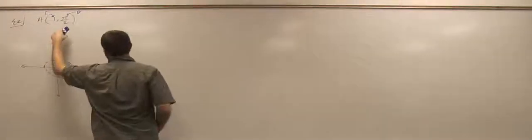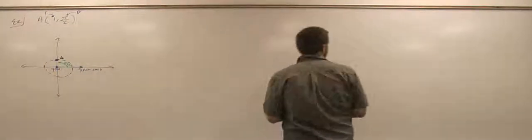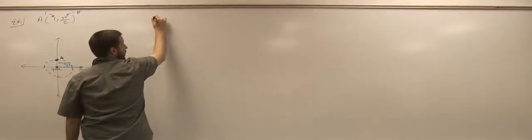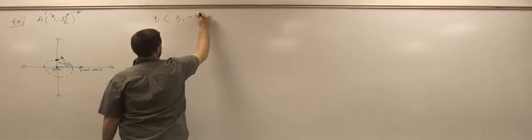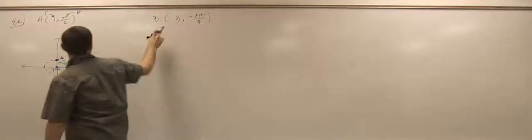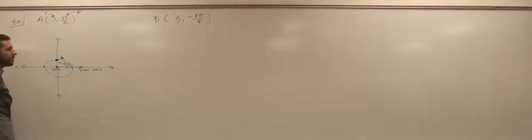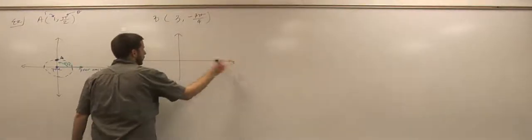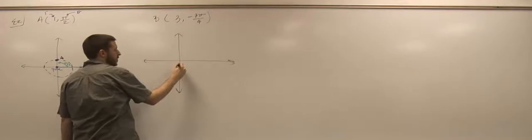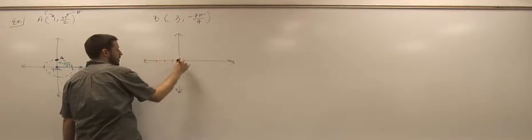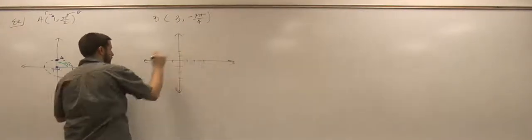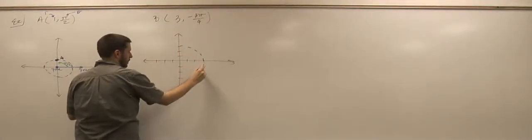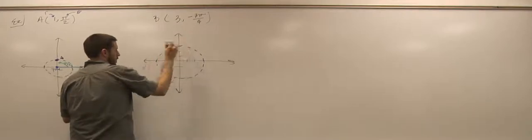So that's if you have two positive values, positive radius, positive angle. What do you think changes if I make my angle negative? How would I graph 3 comma negative 7 pi over 4? So first of all, you have your radius, right? 1, 2, 3. And then you go clockwise to 7 pi over 4.